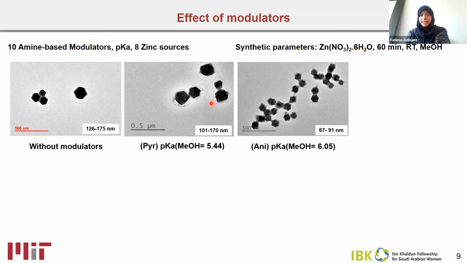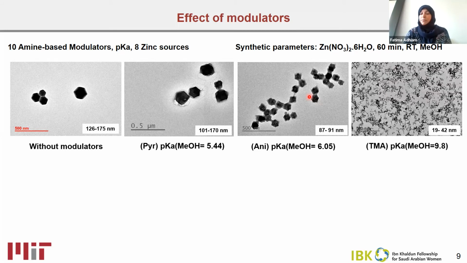With the addition of aniline, which has a slightly higher pKa value, we can see that the particle size is getting smaller and they are still attached to each other. However, with the addition of triethylamine, with a higher pKa value, we got the first branch material. As you can see here, the particle is much smaller than the others, and the morphology in this case is particles like nanostrands attached to each other in random directions.